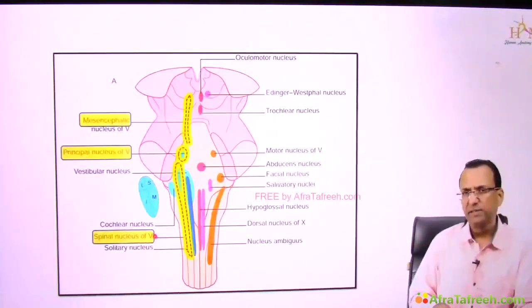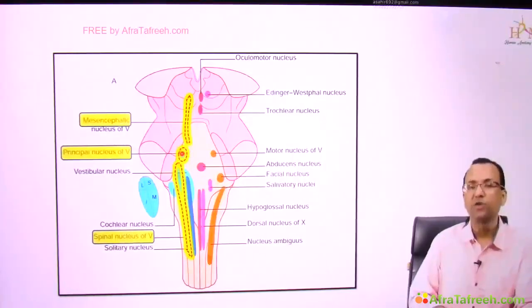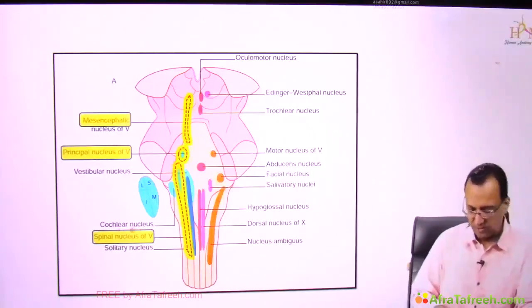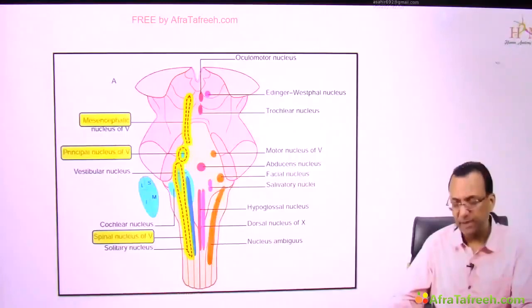So these are the 3 sensory nuclei of trigeminal. Yes, there is main sensory in the pons and one going to midbrain, hence called mesencephalic sensory nucleus of trigeminal, and one is going into the spinal cord, hence called spinal sensory nucleus of trigeminal. We'll draw a diagram for the same.